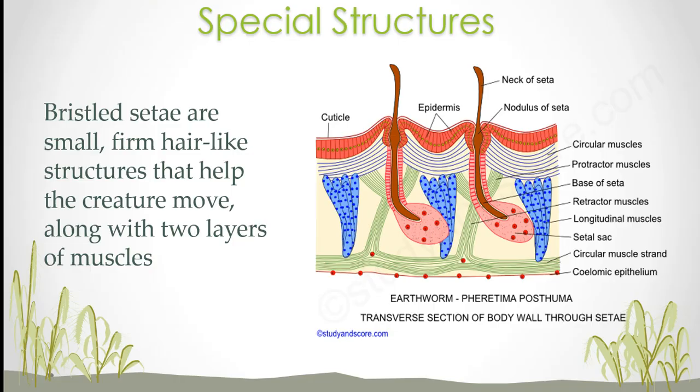Okay. Special structures. We talked about the bristled setae. They're on the belly side, right? Small, firm, hair-like structures to help the creature to move. They have this really elaborate muscular system. You can see that right here drawn. Here are the setae themselves. They're like stiff hairs. And then you can see all this muscular tissue here used to move them along.